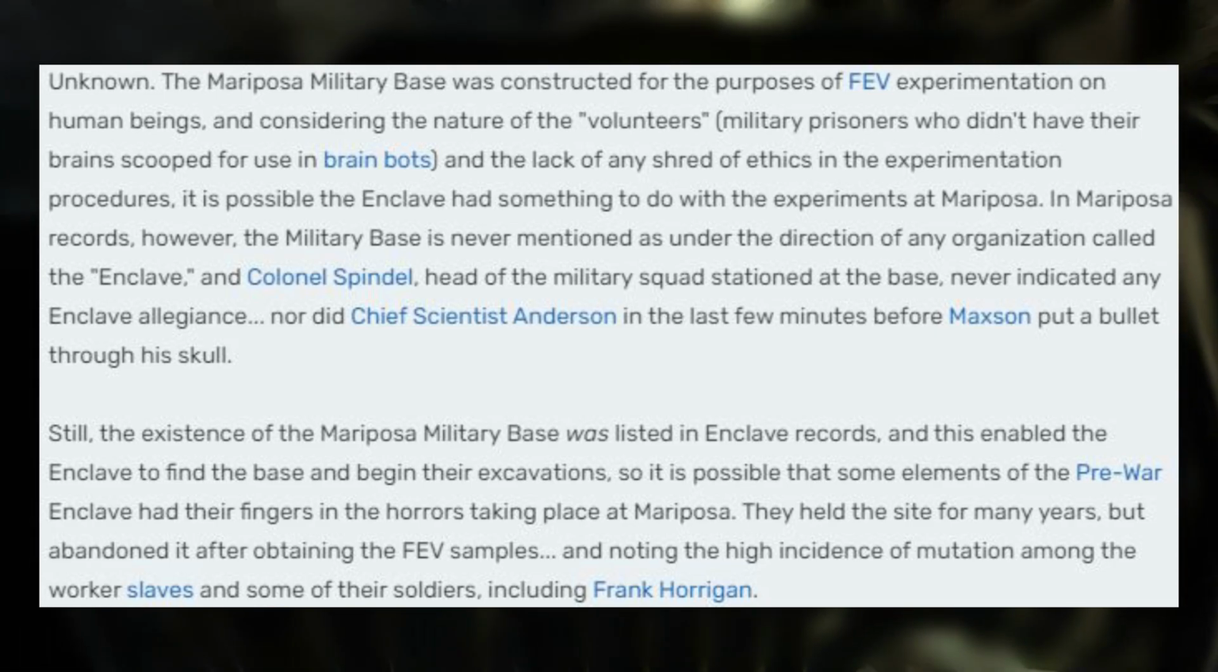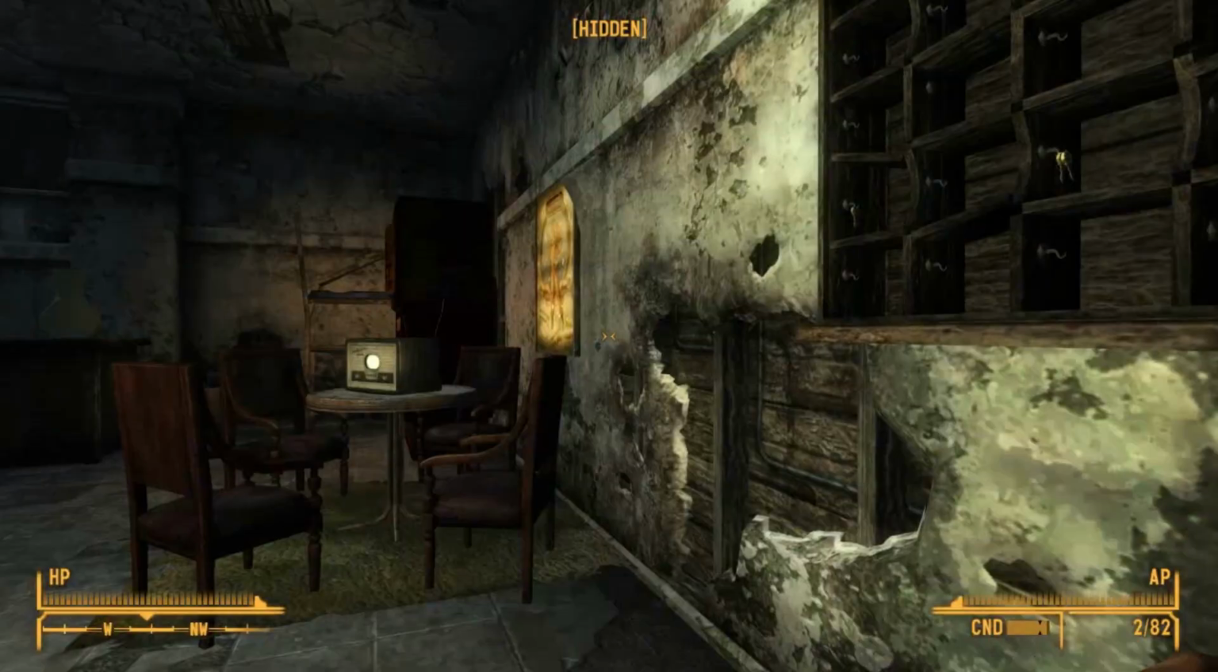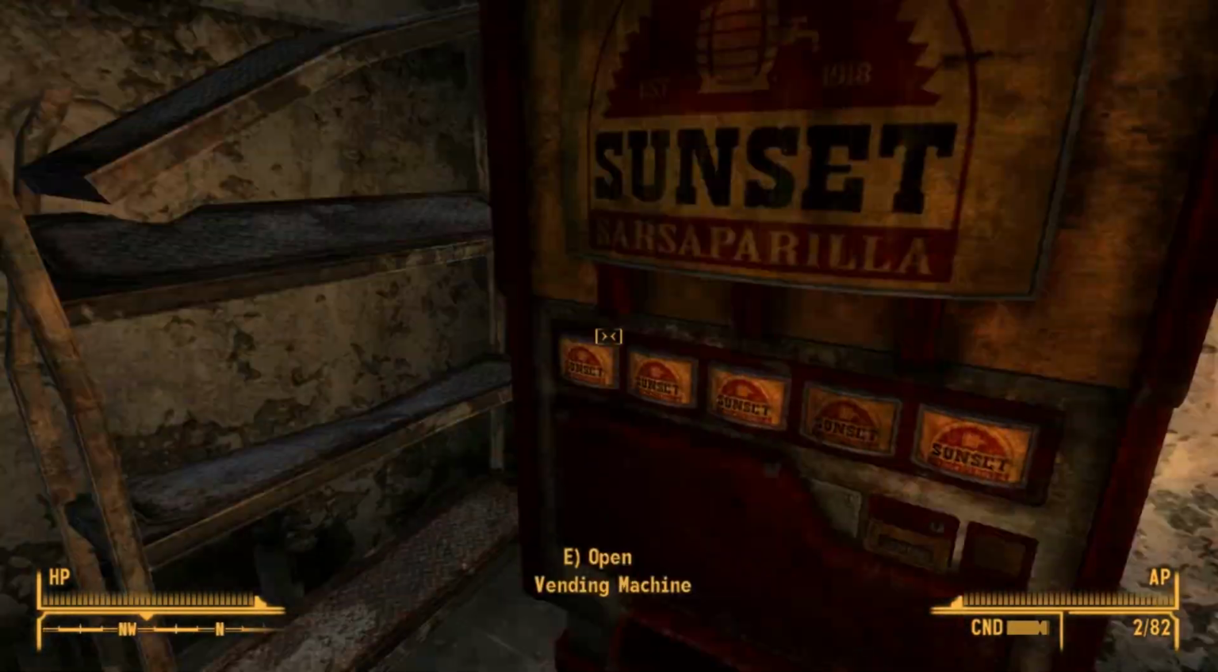Still, the existence of a Mariposa military base was listed in Enclave records, and this enabled the Enclave to find the base and begin their excavations. So it is possible that some elements of the pre-war Enclave had their fingers in the horrors taking place at Mariposa. They held the site for many years, but abandoned it after obtaining the FEV samples, and noting the high incidence of mutation among the worker slaves and some of their soldiers, including Frank Horrigan. So at this current moment in time, there's still not a definitive answer to this question, and Chris's response is just as good as any we have today.